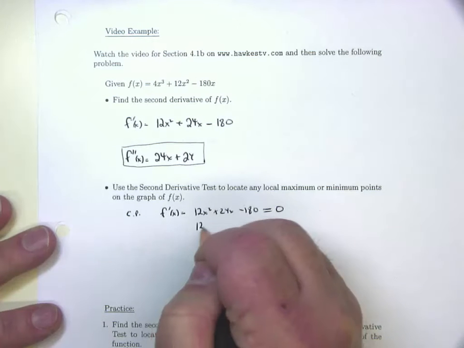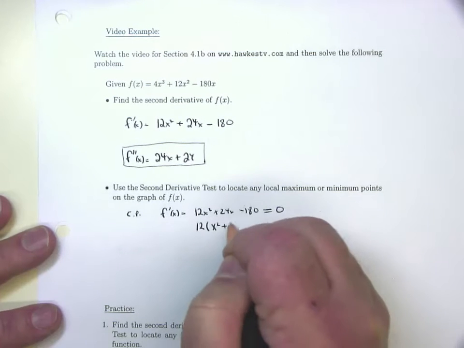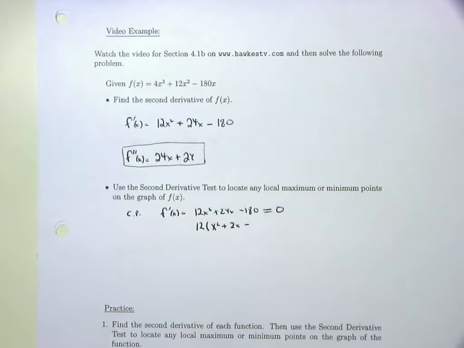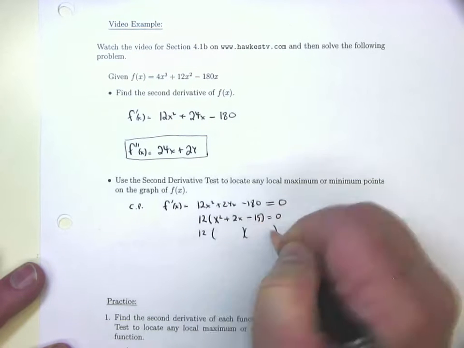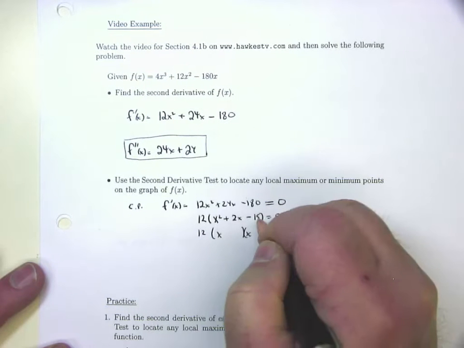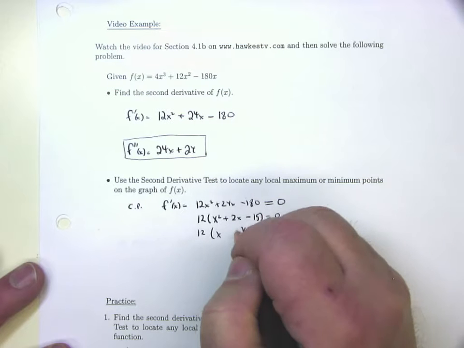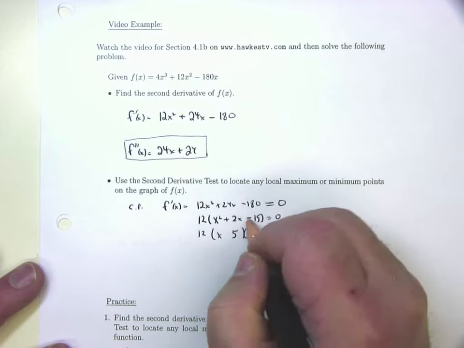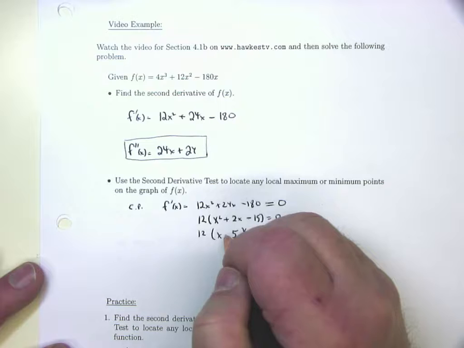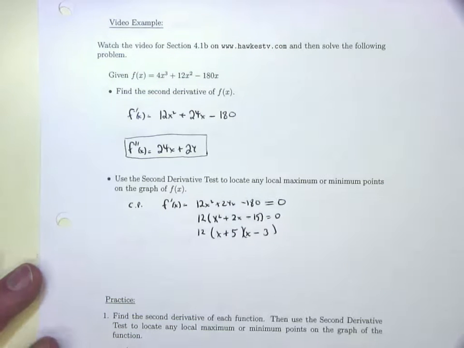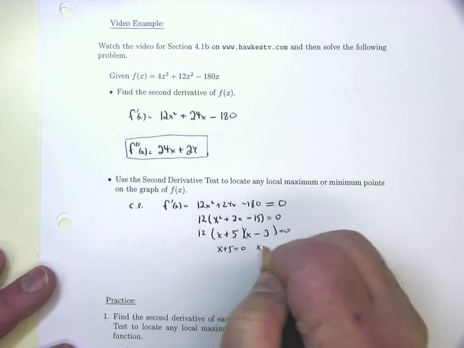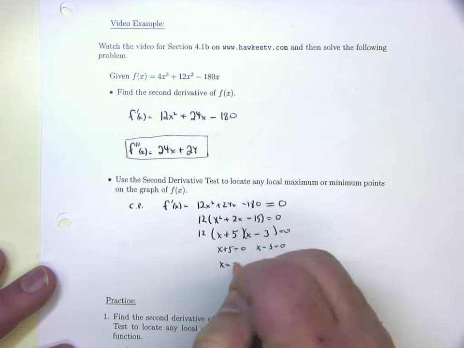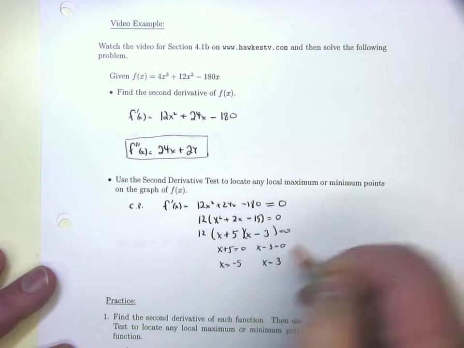In this problem, I can factor out a 12. That gives me x squared plus 2x, and taking a 12 out of 180 is 15. Now I'm going to factor: what times what is 15? It's 5 and 3. The difference needs to be 2, and because it's minus 15, opposite signs, and since the middle term's plus, plus on the 5, minus on the 3. Set each factor that has an x in it equal to 0 and solve. I get x equals -5 and x equals 3.